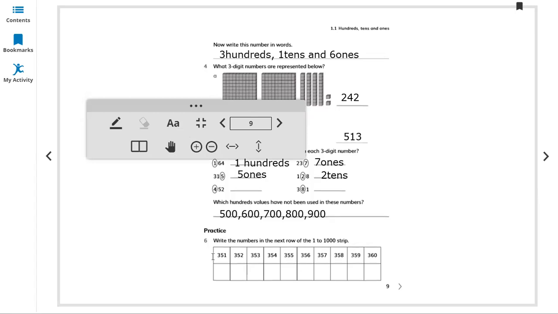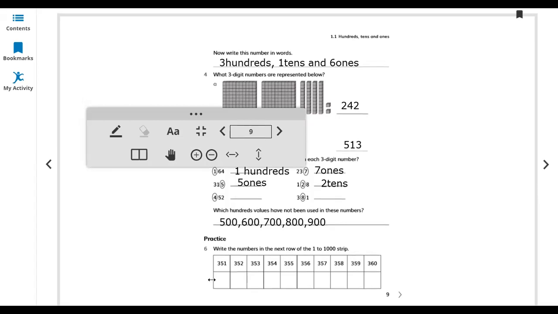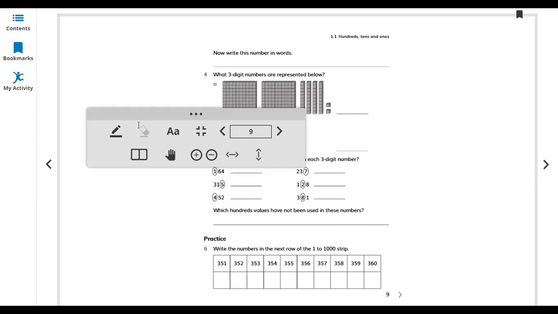So 360, 361, like this, 362, and go on same like this with the difference of 1. 362, 363, 364, 365, 366, 367, 368, 369, and 370. 370 is coming in the last box. Let's move to the next page, number 10.